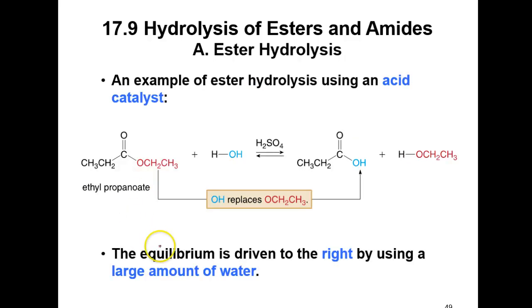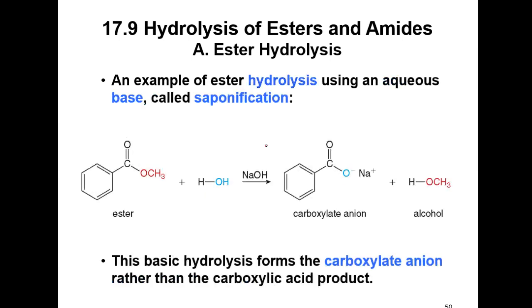All right, so here is a real example. Taking water, cleaving off the ethyl part of the propanoate, to form ethanol and propanoic acid. The equilibrium is driven to the right by using a very large amount of water. You drastically increase the amount of water in there. Okay, and you also have to add an acid as catalyst. Notice we have sulfuric acid as our catalyst.